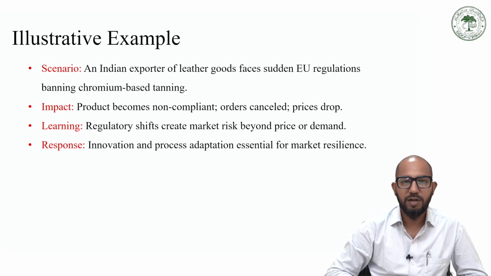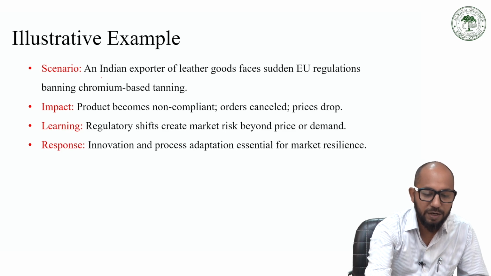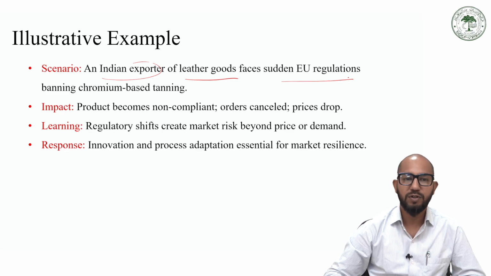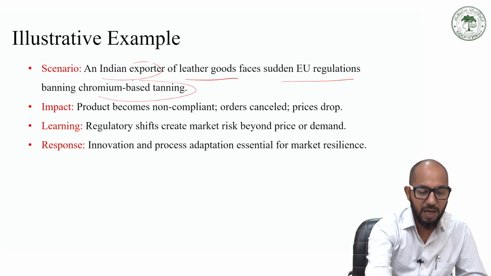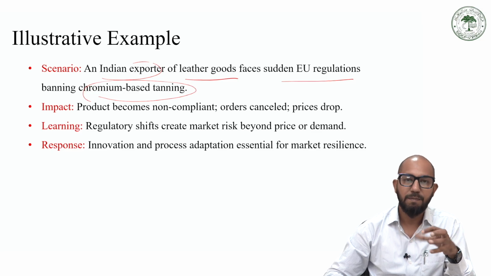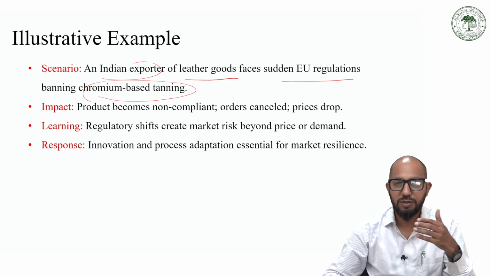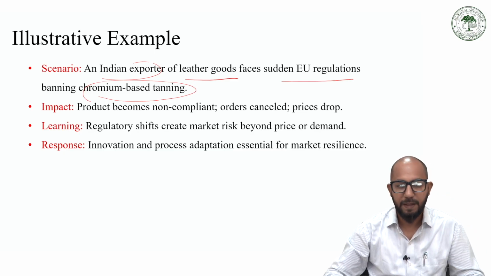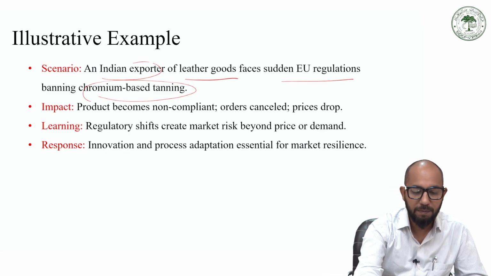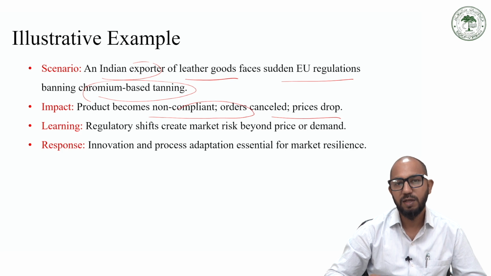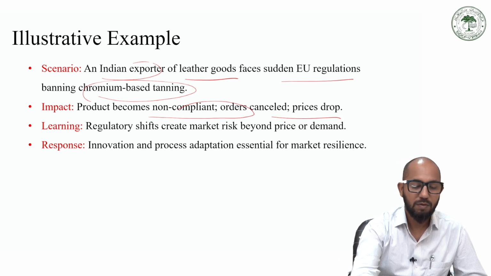We can take an illustrative example to understand the market risk scenario. Scenario is an Indian exporter of leather goods faces sudden European Union regulation banning the chromium based tanning. So this is a challenge that an Indian exporter is exporting leather, but according to European Union's changes in regulation, they are now banning the chromium based tanning. So what will be the impact? The product becomes non-compliant, orders will be cancelled, prices of the same thing will drop because now they are not allowed.